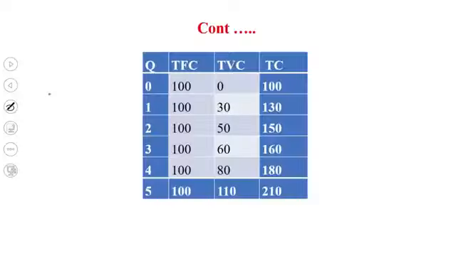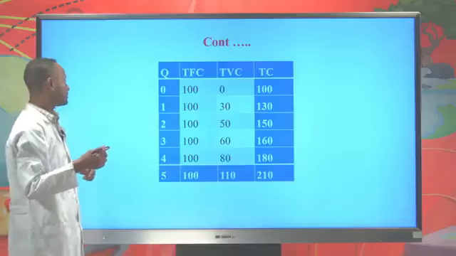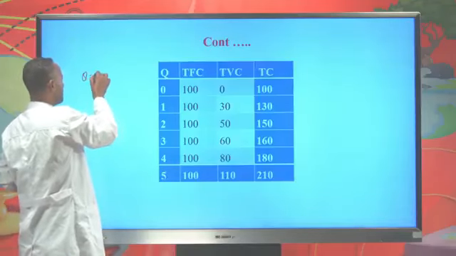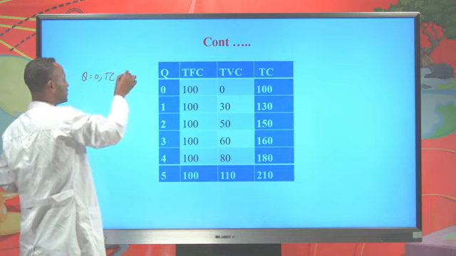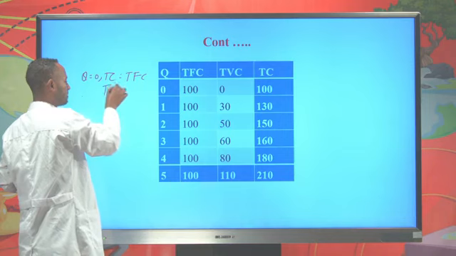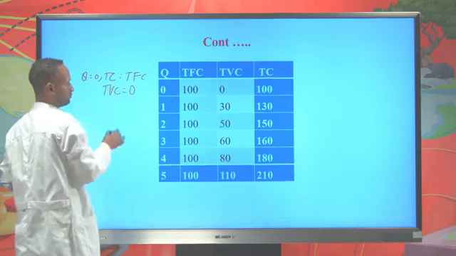Suppose the total fixed cost of production is 100 birr and the total variable cost of production is 0. In the short run, whenever the level of output is 0, the total cost of production always equals the total fixed cost of production, because the total variable cost of production is 0.